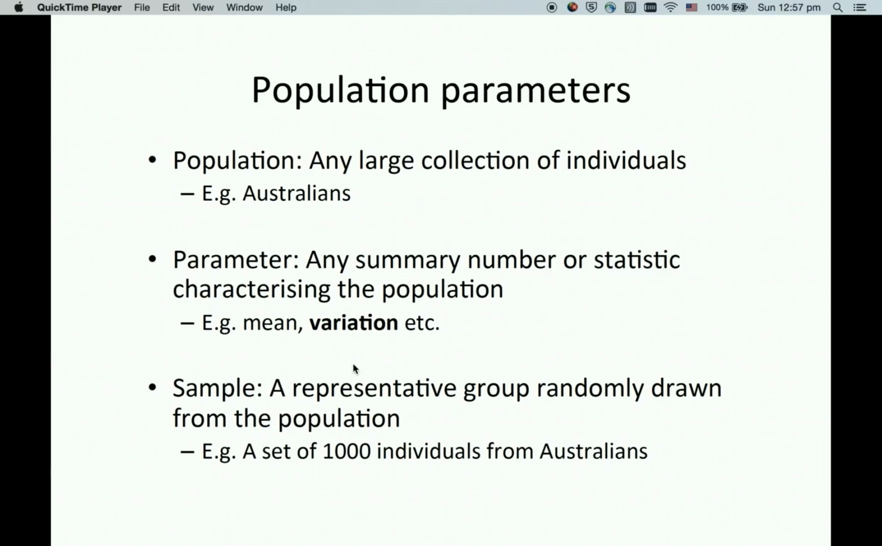And one of the important terms is sample. It is a representative group randomly drawn from the population. For example, a set of 1,000 individuals from Australia.